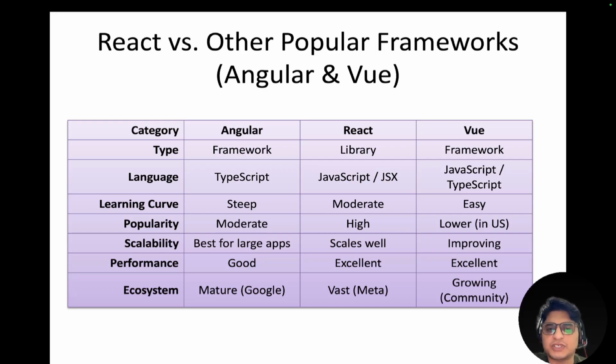From a popularity perspective, React is more popular than Angular and Vue.js. It is highly scalable, and while Angular also has that, React nowadays gives the best scalability for your application. Performance-wise, React is excellent, I can say, compared to Angular or Vue.js. And it has a vast ecosystem compared to Angular and Vue.js. So these are the major differences I can relate between React, Angular, and Vue.js.